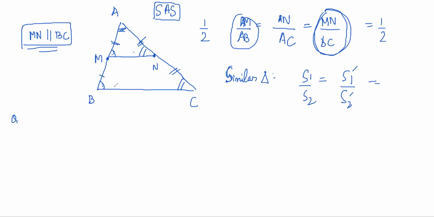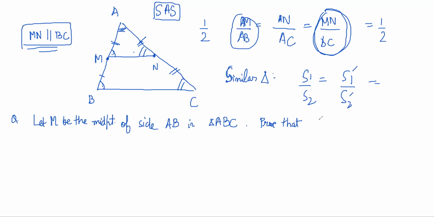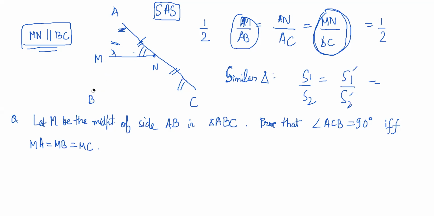Correct. So the next question is: let M be the midpoint of side AB in triangle ABC. Prove that angle ACB is equal to 90 degrees if and only if MA is equal to MB is equal to MC. This is the question. So we need to prove the converse also, right? We'll have to prove the converse also, the opposite direction also.